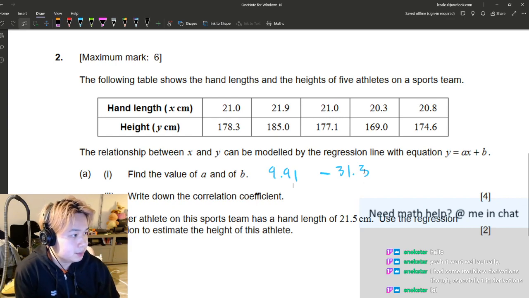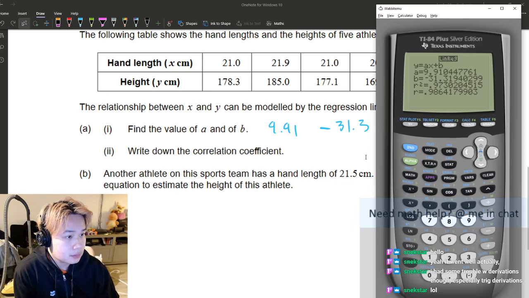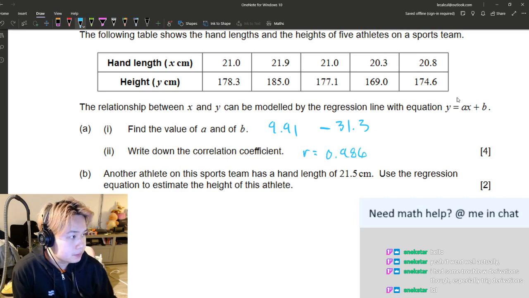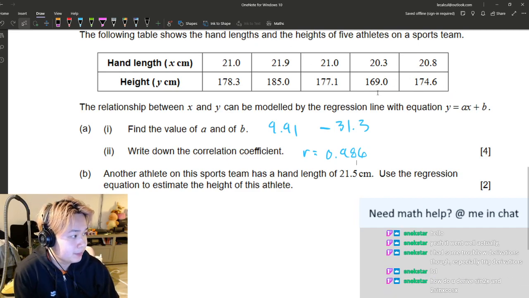So there's A, there's B. And then write down Pearson's correlation coefficient, and that's 0.986, which is an extremely strong correlation. So this is basically linear.